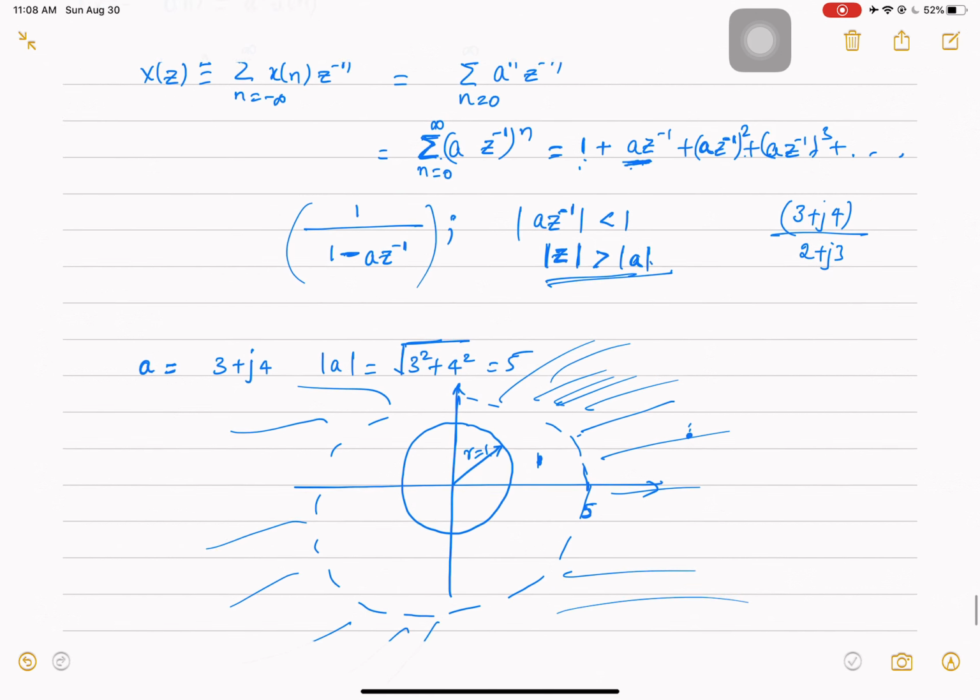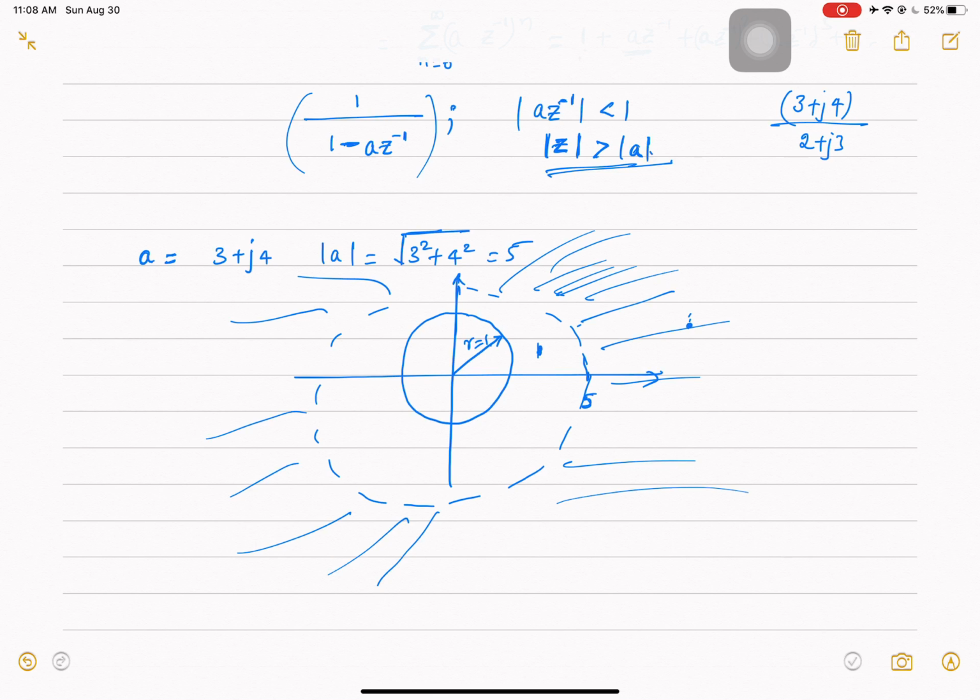And this plane here, where I have marked blue shades, is called the Z plane, and this circle with radius equal to 1 is the unit circle. If the region of convergence includes the unit circle, then we say that the discrete time Fourier transform, the discrete time counterpart of the continuous time Fourier transform, exists. If the region of convergence does not include this unit circle, then we say that the DTFT doesn't exist. So it's the same as in the case of the Laplace transform.